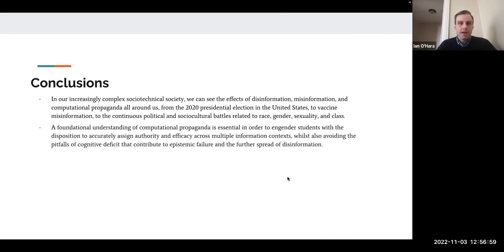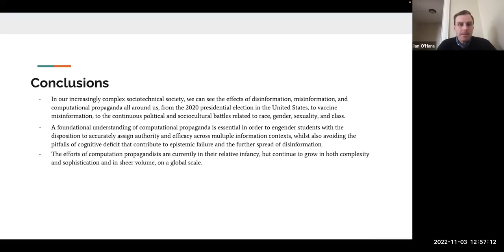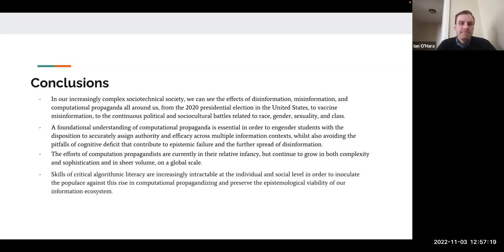So foundational understanding of computational propaganda is essential in order to engender students with the disposition to accurately assign authority and efficacy across multiple contexts while avoiding the pitfalls of cognitive deficit. Computational propaganda is global in scale, the volume keeps increasing, the sophistication keeps increasing. And skills of critical algorithmic literacy are increasingly intractable at the individual and social level in order to inoculate the populace against this rise in computational propagandizing and preserve the epistemic viability of all of our information ecosystems.